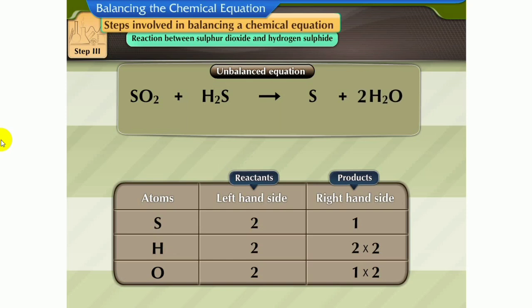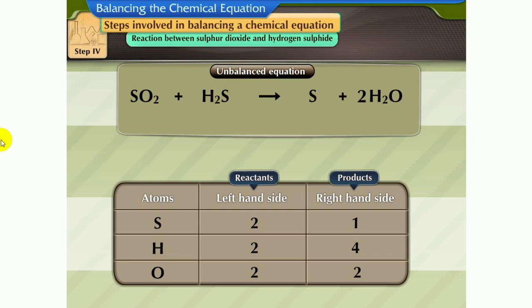Enter these values in the table. There are 2 hydrogen atoms in the reactant side and 4 hydrogen atoms on the product side. And there are 2 oxygen atoms on either side of the equation. Now the equation is partly balanced.